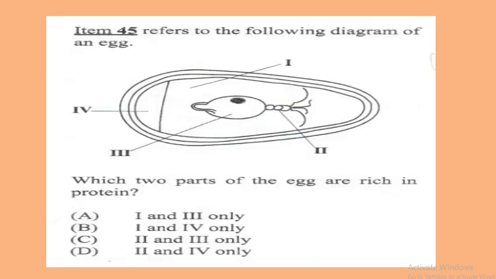Now we have a diagram of an egg labeled 1, 2, 3, 4. Which two parts of the egg are rich in protein? Is it 1 and 3 only, 1 and 4 only, 2 and 3 only, or 2 and 4 only? And the answer is 1 and 3 only, which is the yolk and the egg white.